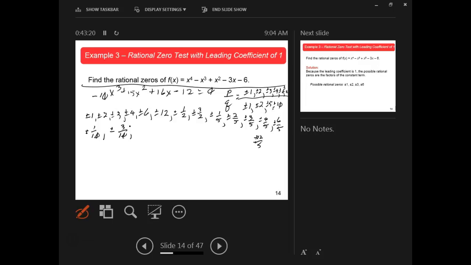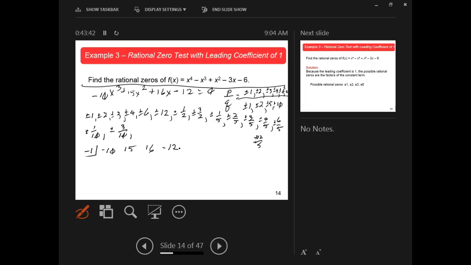But minus 1 might. So let's try minus 1. And here I would go with synthetic division. So minus 1 on the outside, what goes on the inside? Negative 10, 15, 16, negative 12. Do we have enough terms there?